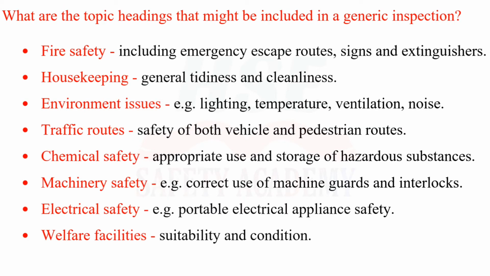What are the topic headings that might be included in a generic inspection? Fire safety, including emergency escape routes, signs and extinguishers. Housekeeping, general tidiness and cleanliness. Environment issues, for example, lighting, temperature, ventilation, noise. Traffic routes, safety of both vehicle and pedestrian routes.